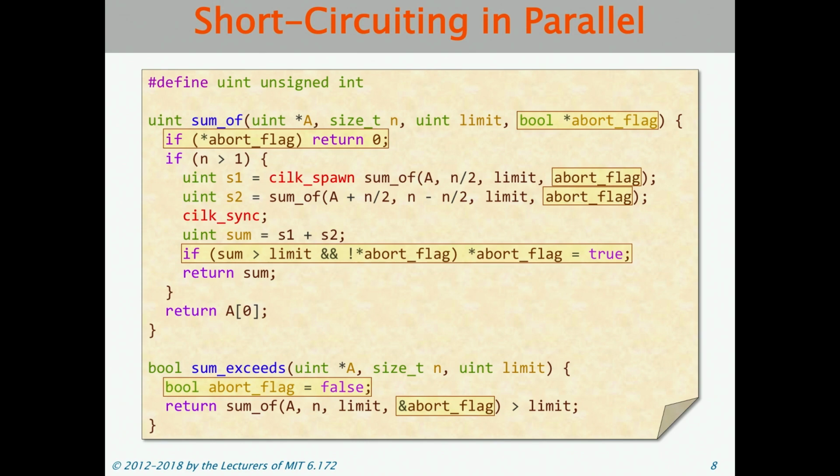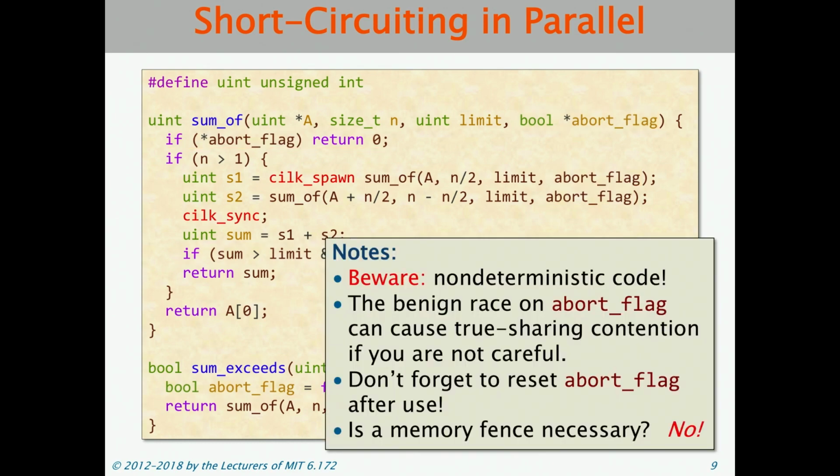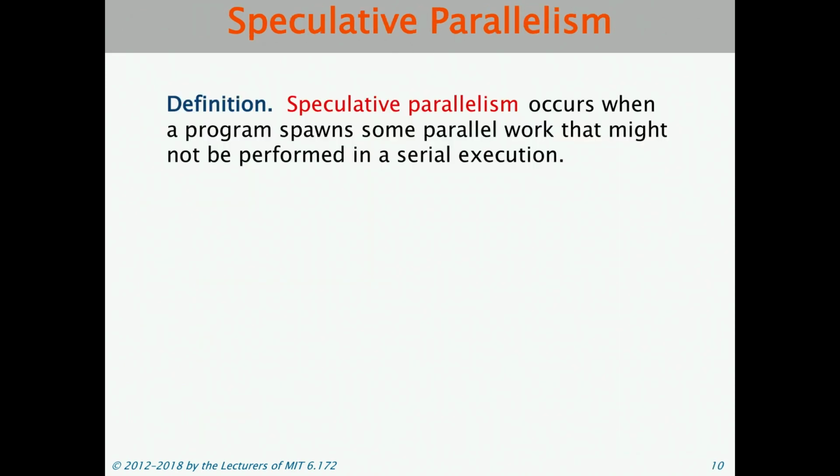But because the transition is always from false to true during the execution, you don't actually need a memory fence there in order to make sure that you've got the correct value. Does that make sense? So you don't need a memory fence. So that's a classic instance of speculative parallelism.